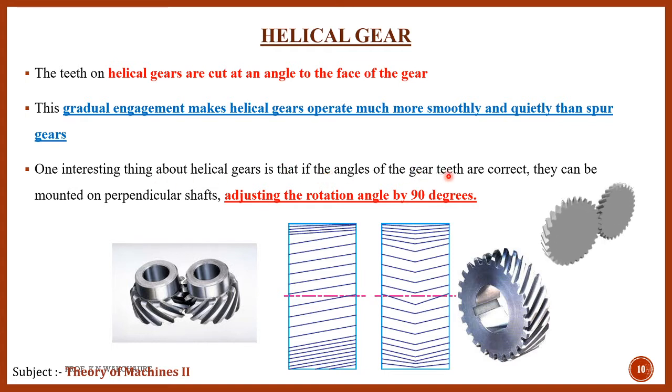If the angles of the gear teeth are correct, they can be mounted on perpendicular shafts, adjusting the rotation angle by 90 degrees. Again, if these two gears have the same angle, that means if this helix angle alpha is 60 degrees or 30 degrees, and the meshing gear also has 30 degrees, we can transmit the motion between two right angle shafts, which becomes the spiral gear. We can make it a spiral gear.